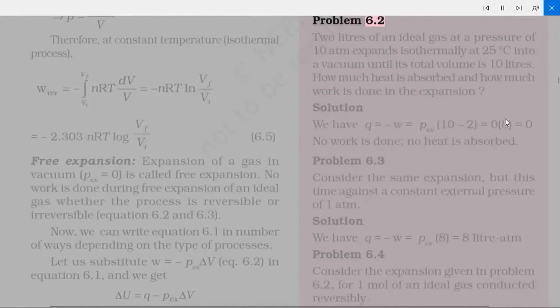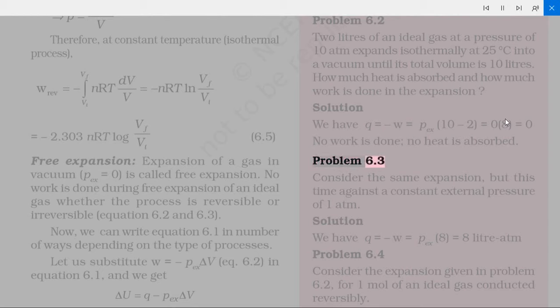Problem 6.2. Two liters of an ideal gas at a pressure of 10 atm expands isothermally at 25 degrees Celsius into a vacuum until its total volume is 10 liters. How much heat is absorbed and how much work is done in the expansion? Solution: we have q = -w = p_ex(10 - 2) = 0 × 8 = 0. No work is done, no heat is absorbed.